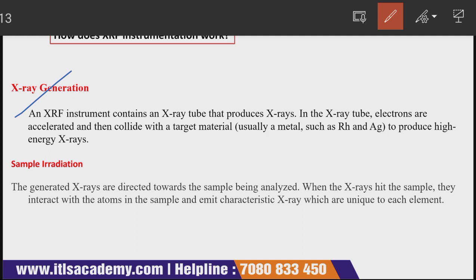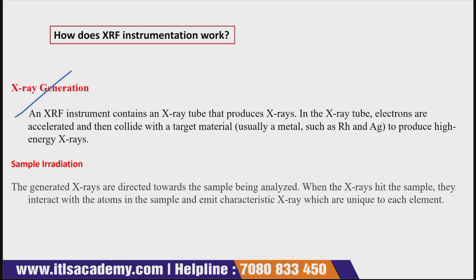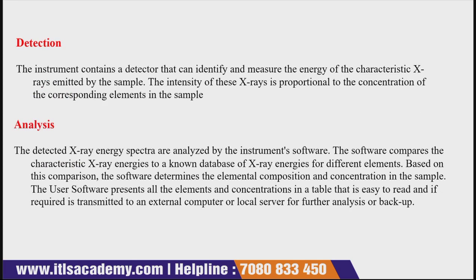Now comes the sample irradiation. The generated X-rays are directed towards the sample being analyzed. Whenever the X-rays hit the sample, they interact with the atoms in the sample. After the interaction, the sample emits characteristic X-rays which are unique to each element. Now moving to the next, that is the detection.